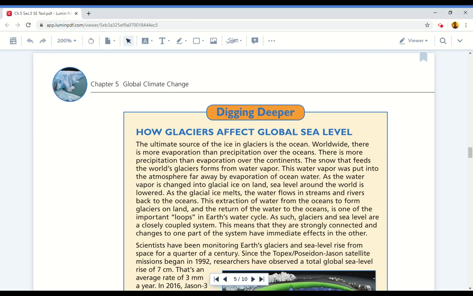Section 5. How do glaciers affect sea level? Digging deeper. How glaciers affect global sea level.